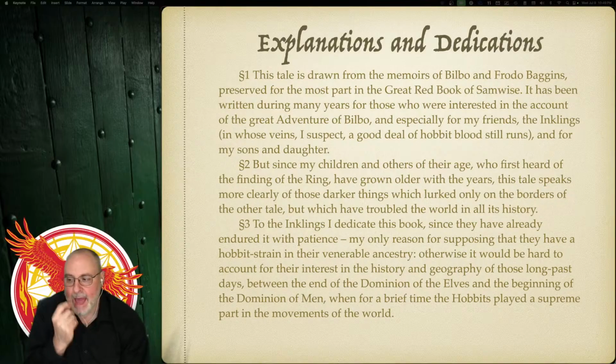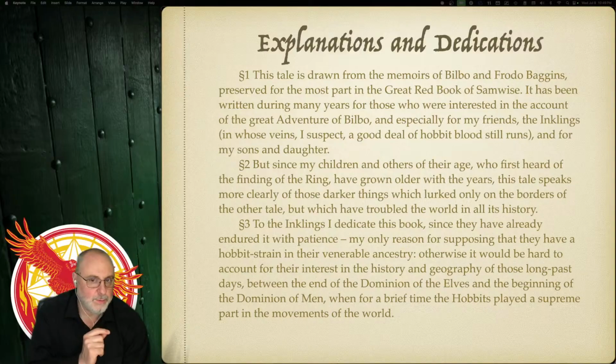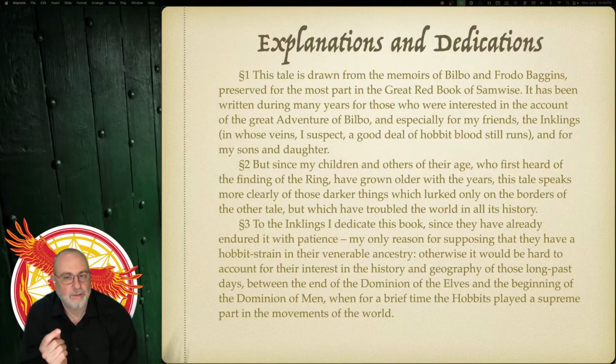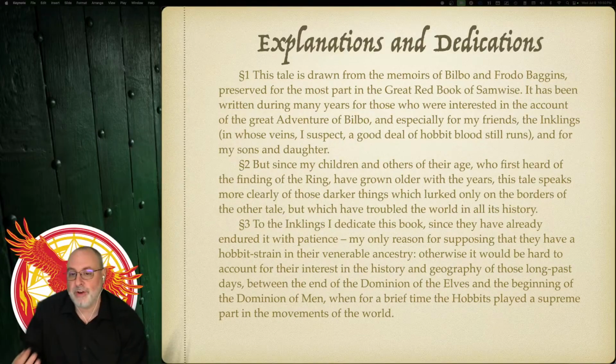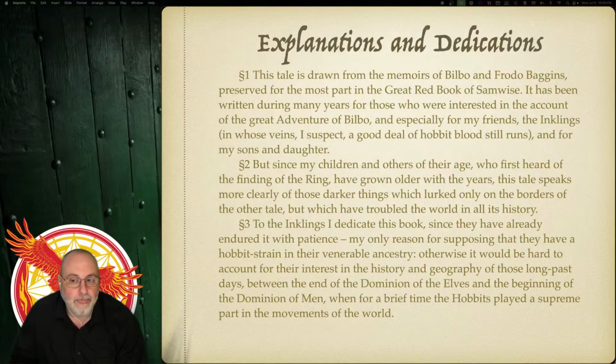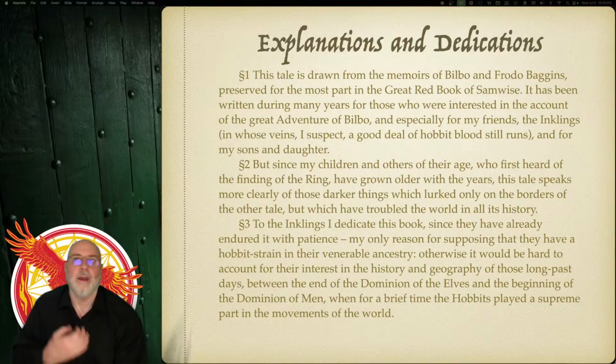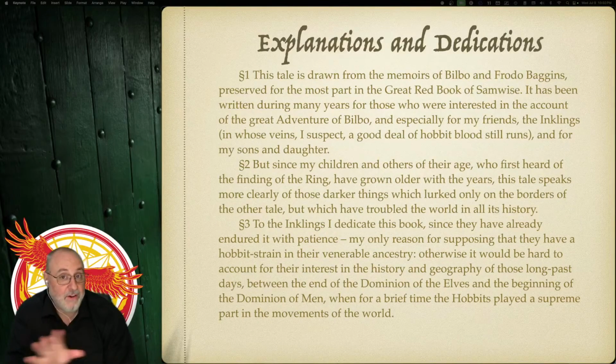Notice, by the way, how he characterizes the shift of the tone. On the one hand, he hints at the fact that The Hobbit was written for children, but The Lord of the Rings is written for grown-ups, right? Referencing his children and others of their age, right? I mean, his reference to The Hobbit there is extremely oblique. Since my children and others of their age who first heard of the finding of the ring have grown older with the years. So yes, they first heard of the finding of the ring in The Hobbit, right? But it's very indirect.